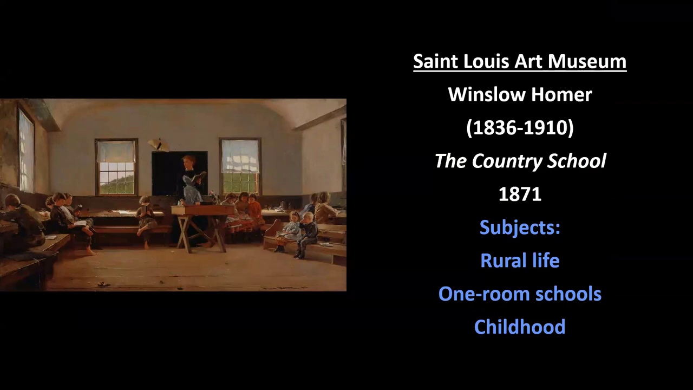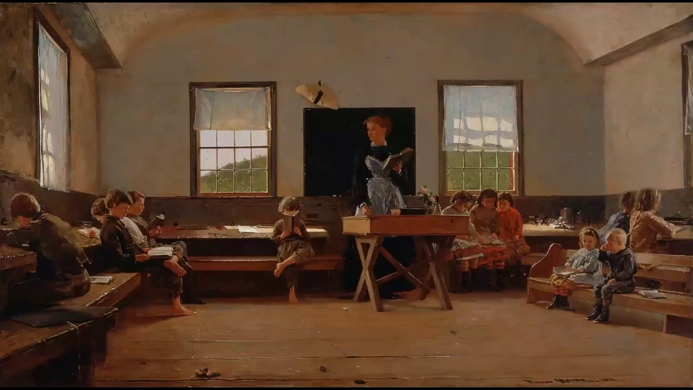First of all, you have the rural life. We've talked about that versus the urbanization. The one-room schools are so iconic in American history. And then, of course, children and the childhood that you see evident after the Civil War in all different types of art, not just paintings. And so you have a woman here. Most teachers in this era were women, and she's holding court over her class of different individuals in this one-room schoolhouse. And it looks very New Englandy.